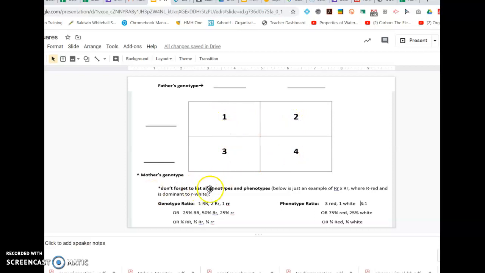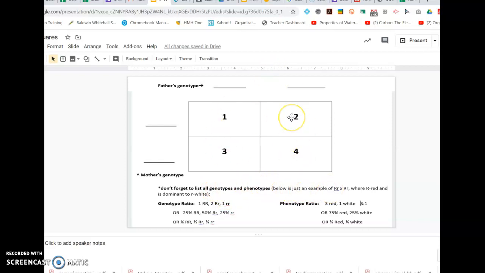And then we have a little reminder here, and once again, this is just a generic Punnett square, so there's been nothing filled out, but we will change what we're asking. So this is just an example. So for each Punnett square that you do, and you will want to do these by hand, you should have some line paper, printer paper, your packet, somewhere where you can do the handwritten work. Don't forget to list all genotypes and phenotypes. Below is just an example.